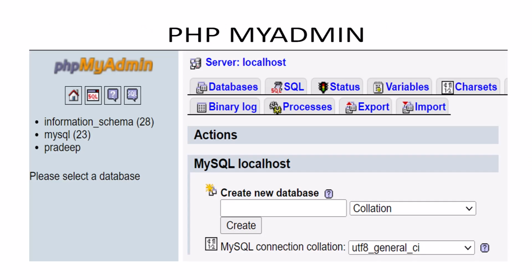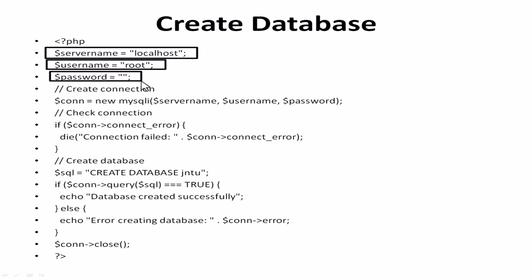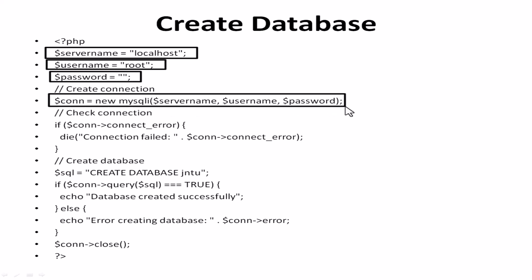Here we have created a database, so let us see how to create a database. This program illustrates how to create a database. The server name is localhost, the connection can be written in a single line or multiple lines. The username is root and the password is null, so we have not set any password. For the MySQL connection, the server name is localhost, the username is root, and the password is null.